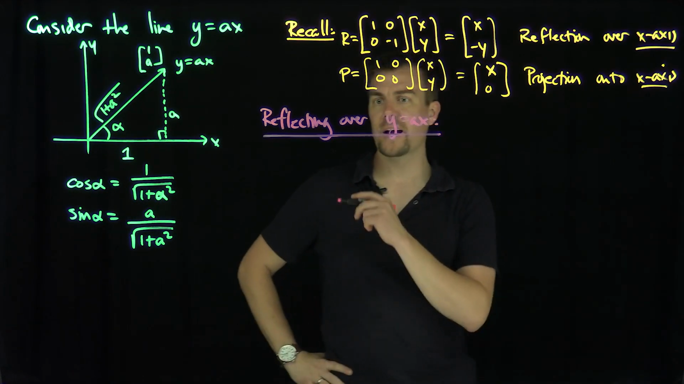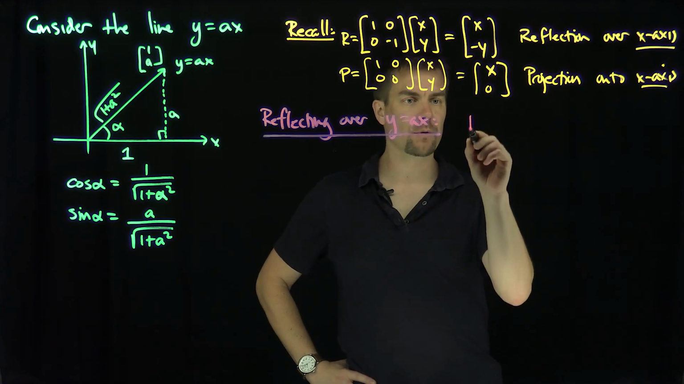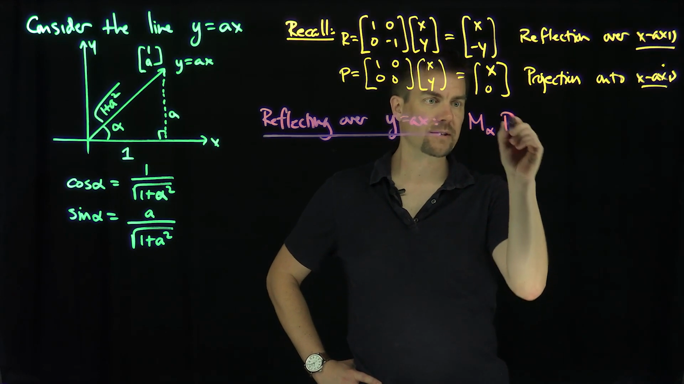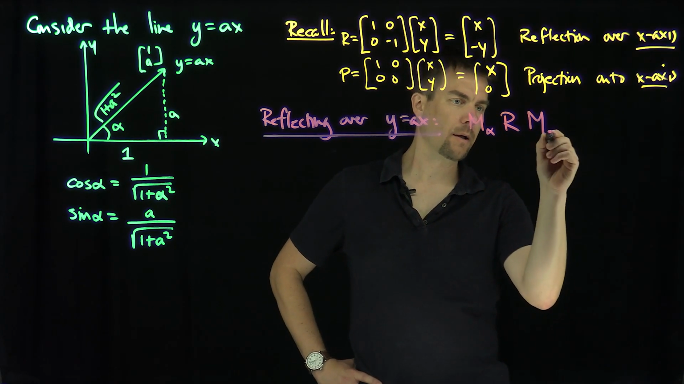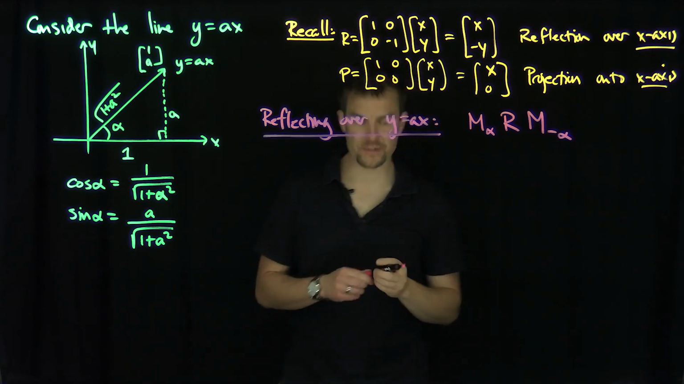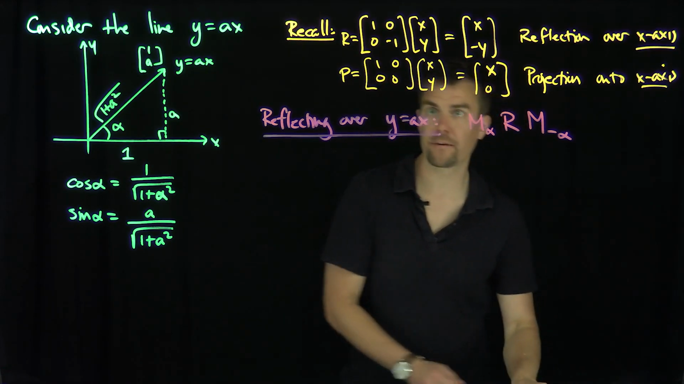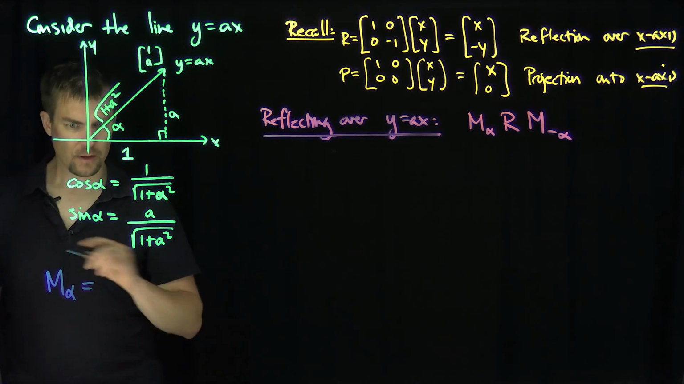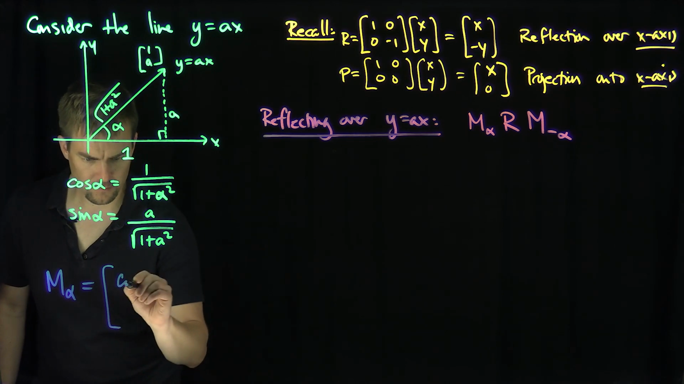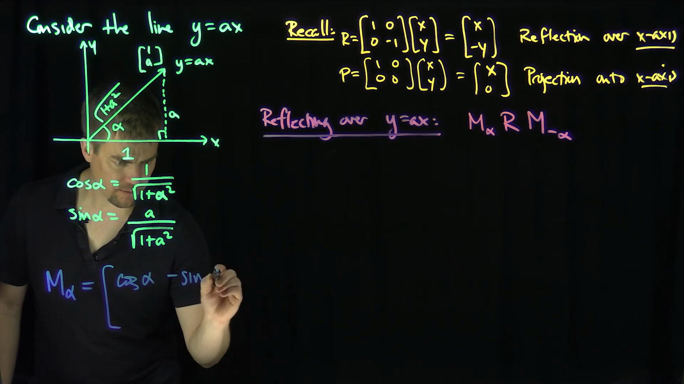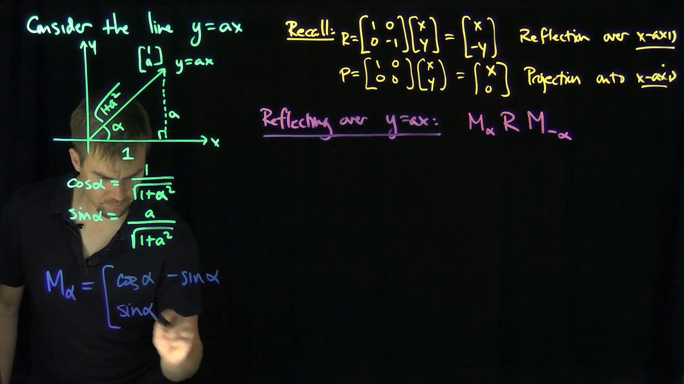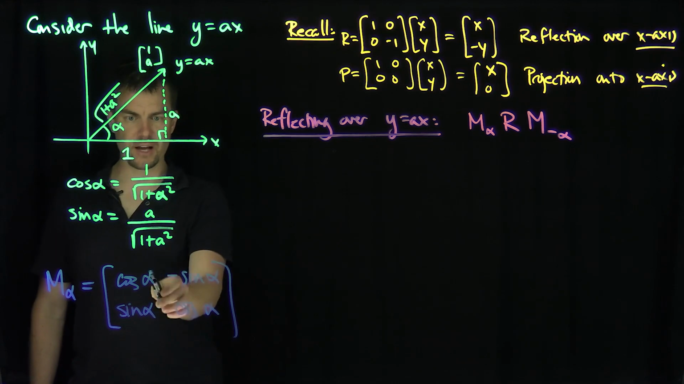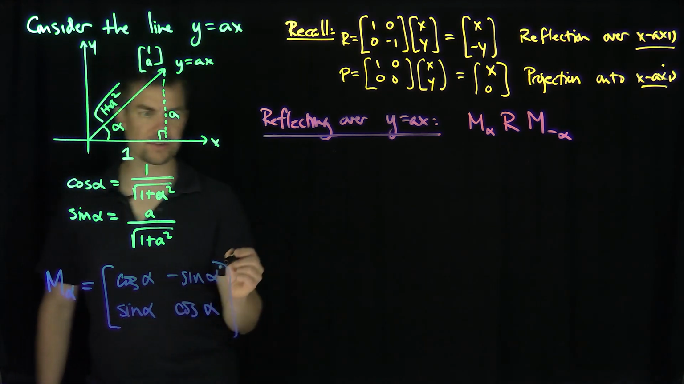So reflection over the line y equals ax will be the same thing as doing a rotation matrix M alpha, doing an ordinary reflection over the x-axis, and first doing a rotation M of negative alpha. Here, what's M alpha? Recall that M alpha is cosine alpha, negative sine alpha, then sine alpha, cosine alpha. I know exactly what cosine alpha and sine alpha are, so I can fill in these entries.